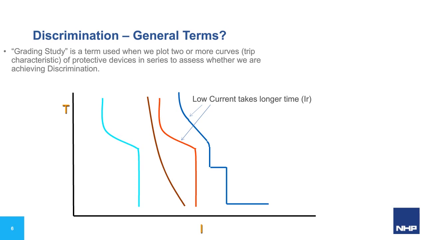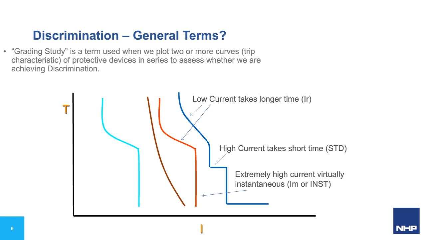High current takes a short time to trip, referred to as short time delay setting on electronic breakers. Thermal magnetic breakers do not have this specific time delayed setting function. Extremely high current has virtually instantaneous tripping effect on the protection device, provided by the magnetic setting on thermal magnetic devices and the instantaneous setting on electronic devices.